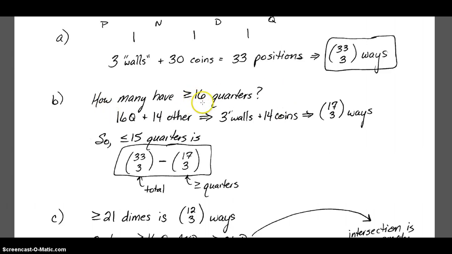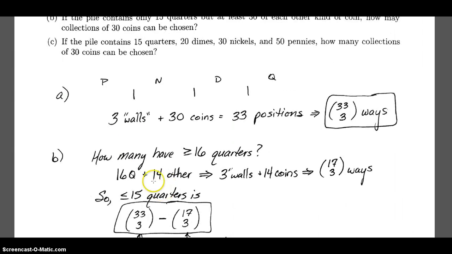Well, if we know we have to have at least 16, let's go ahead and cement those in, lock them in. So we have 16 quarters here. And if we have 30 total coins, that leaves us 14 other choices. Now keep in mind that those 14 could be quarters. In other words, we still have 4 categories with 14 coins to distribute now. So add them all up, we have 17 different things. We want to choose 3 places for the walls, or 14, so we could say 17 choose 14 ways.